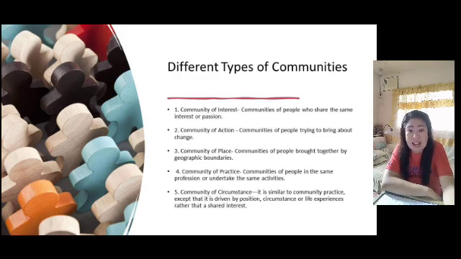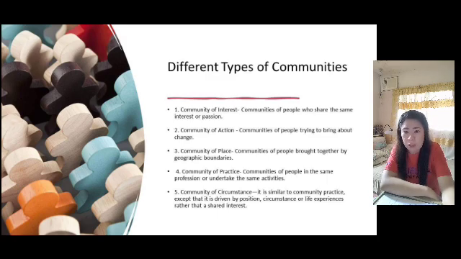Next, community of action. Communities of people trying to bring about change. So, ito yung mga tao o lipon ng mga tao na gusto ng pagbabago. Yung isa naman, samahan o lipon ng mga tao na mayroong parehong mga interest. So, that's community of interest. Then, community of action. The third one is community of place.